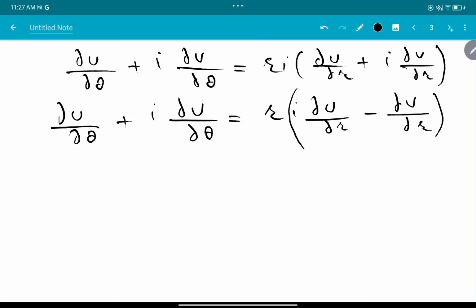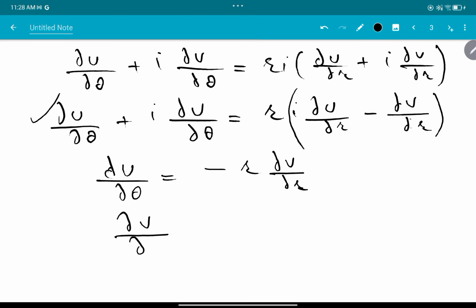Now we can equate real and imaginary parts. If we equate the real part, del u by del theta, the corresponding real part on that side is minus r del v by del r. Similarly, I have del v by del theta in the imaginary part, and here I have r del u by del r. These are the Cauchy-Riemann equations in polar form. You can express them in other ways too, of course; there are choices available to you.